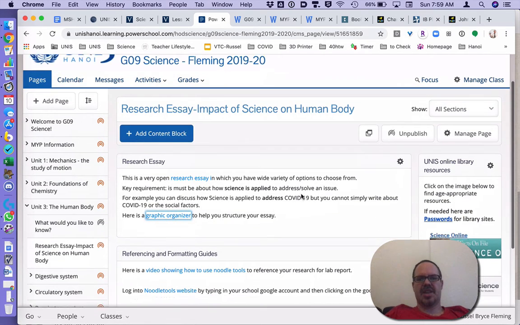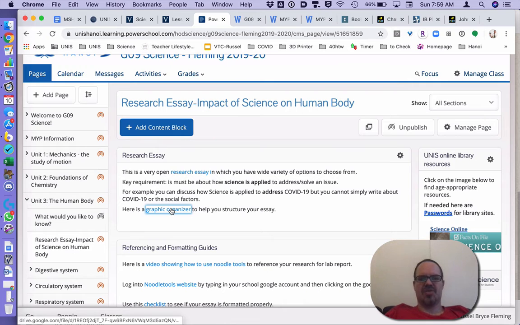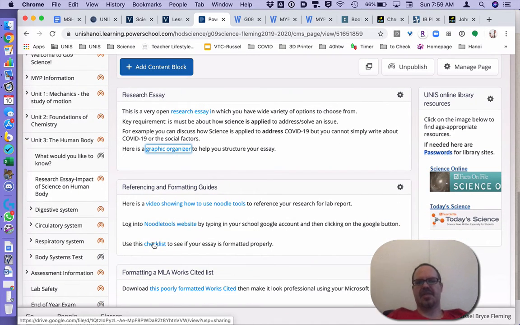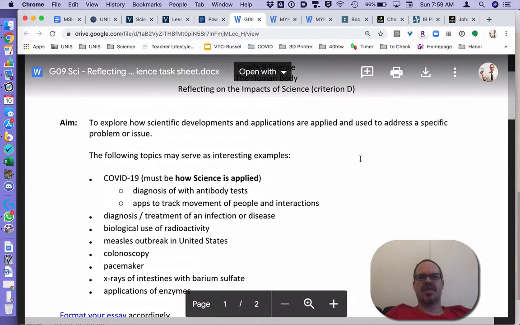The Haiku page takes you right here. Here's a task sheet. Here's a graphic organizer. And here's a checklist that we're going to see, among other tools here. Also going to the library, here are some key library sites and passwords for library sites. Here is the task sheet.